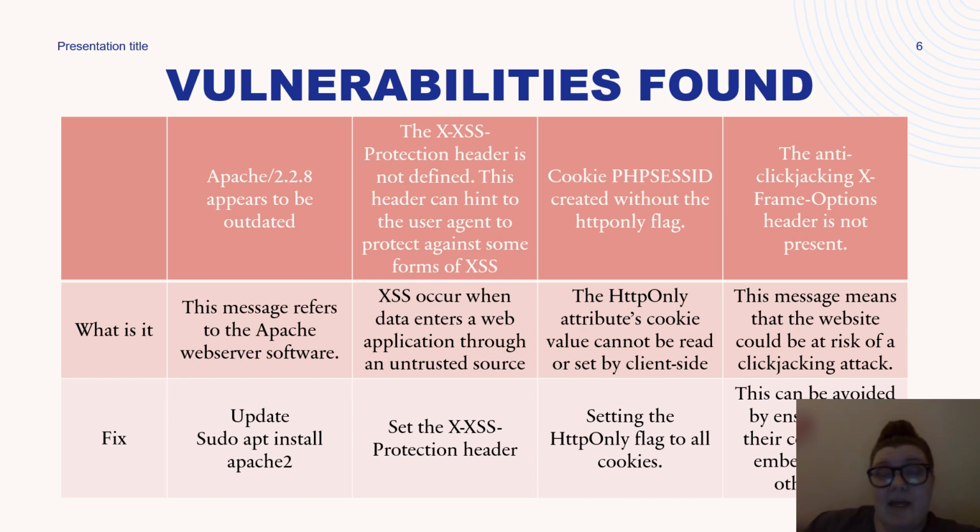The cookie PHP message occurs when the HTTP only attribute is missing and cookie values cannot be read. In order to fix this, you can set the HTTP only flag on all cookies. And then the last one here is the anti-clickjacking message. This means the website could be at risk of a clickjacking attack. The fix for this one is ensuring that the content isn't embedded into other sites.